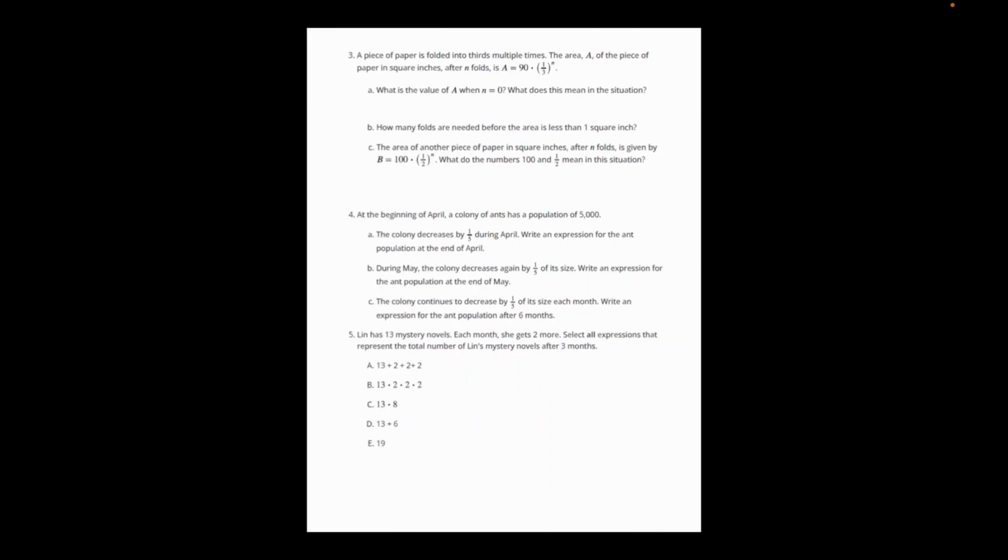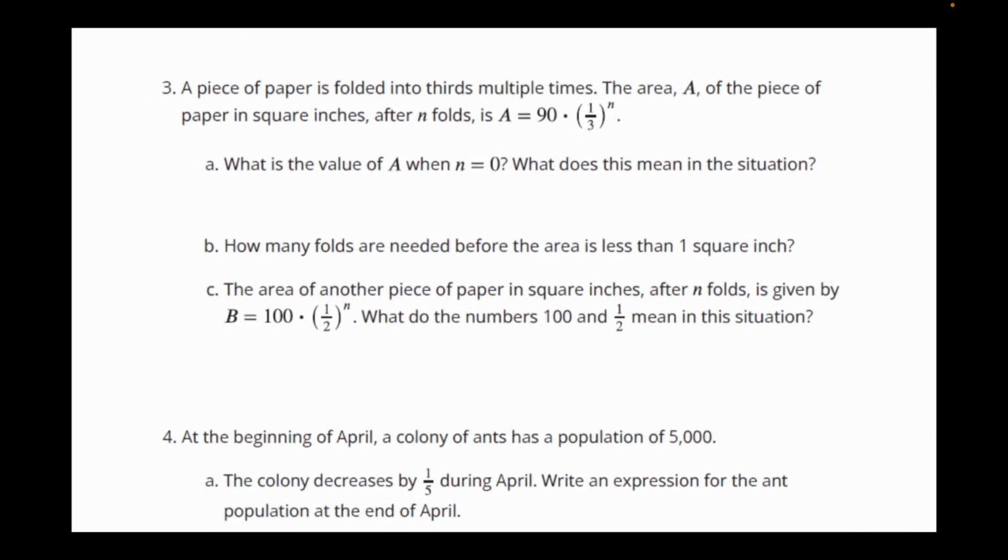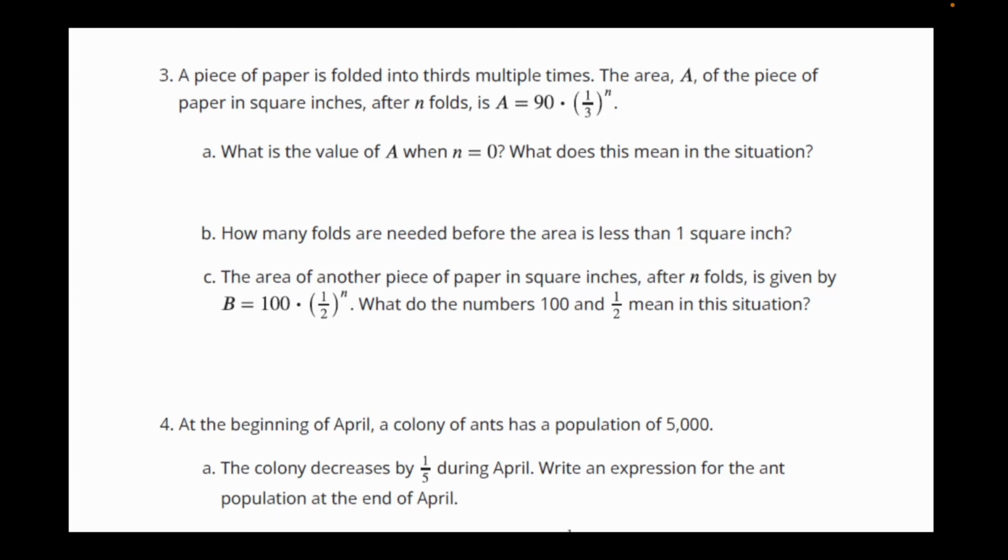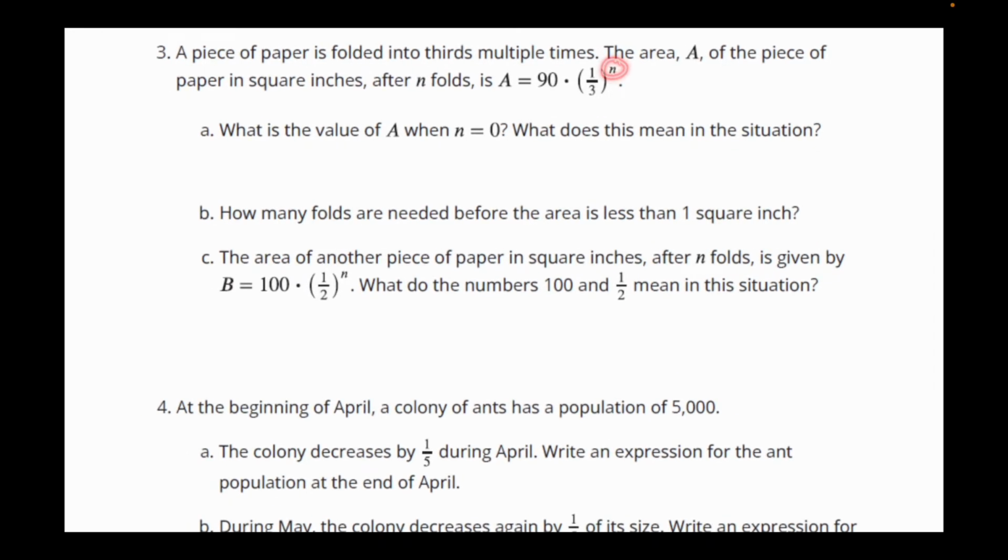So let's keep going. Question 3, back here, I'll zoom in. We have a piece of paper, and it's going to be folded into thirds multiple times. Now it gives us that the area A of that piece of paper in square inches, after n number of times being folded, is A equals 90 times 1/3 to the power of n. So they want us to actually use this to solve. So they're saying, what is the value of A when n equals 0? Well, that means n is my exponent right here. So they're saying, hey, raise that to the power of 0.